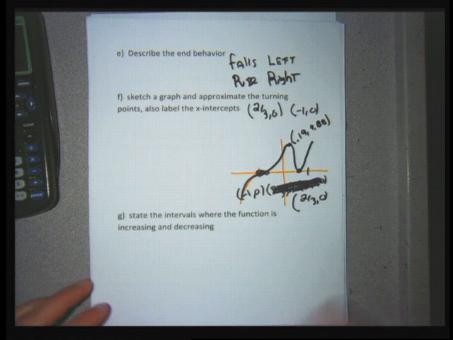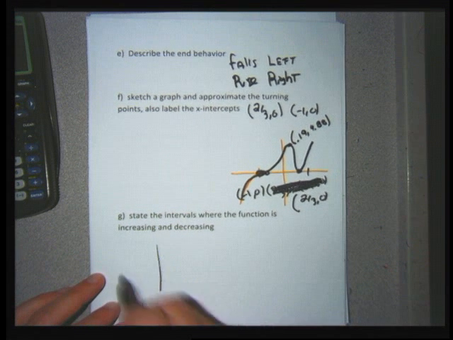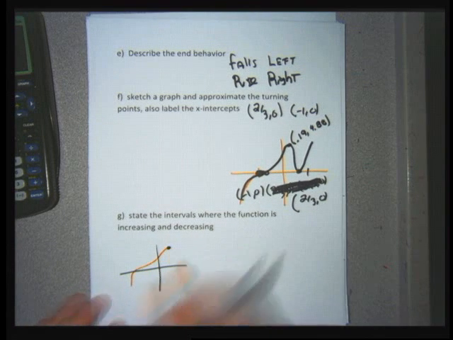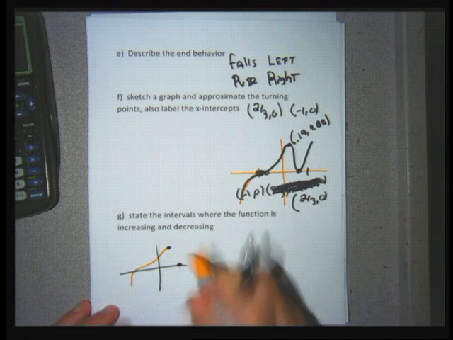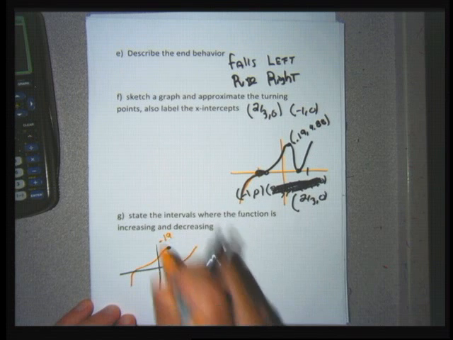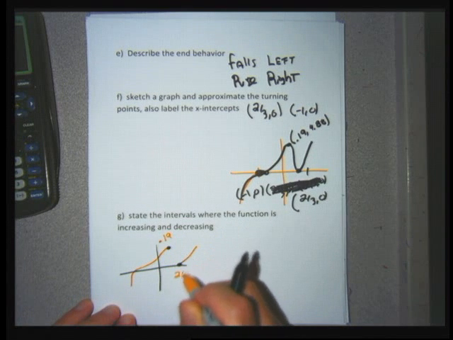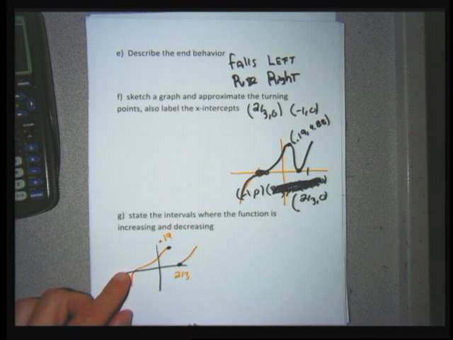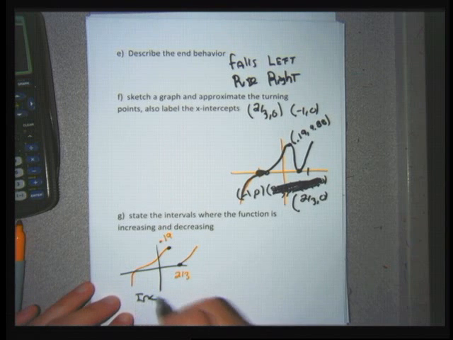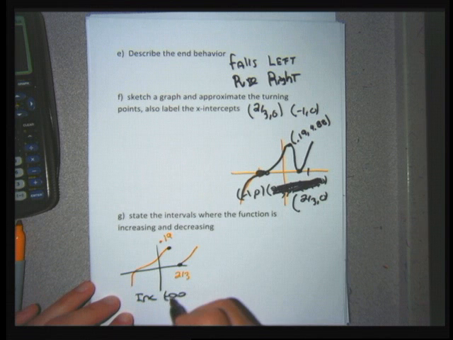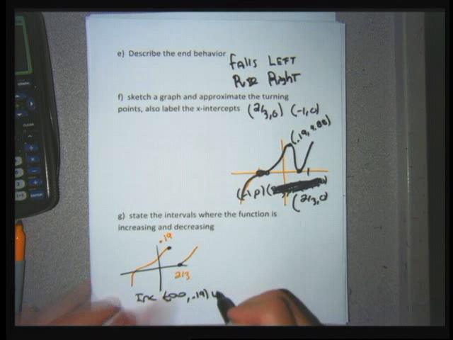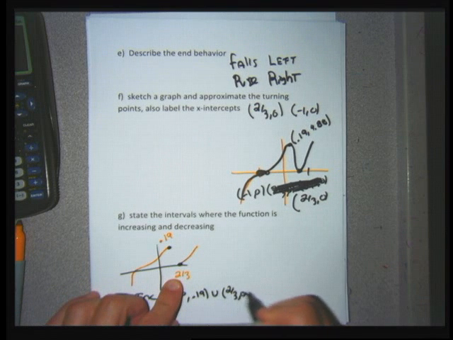So again, where is this graph increasing and decreasing? I'll just break the graph up into its components. This region of the graph and this region of the graph is where it's increasing. That's the region between -infinity and 0.19. And then again between 2/3 and infinity. The x-intercept at -1, the graph doesn't change directions. That's not a turning point. So I'm going to say this graph is increasing from negative infinity to 0.19, and then again from 2/3 to infinity.